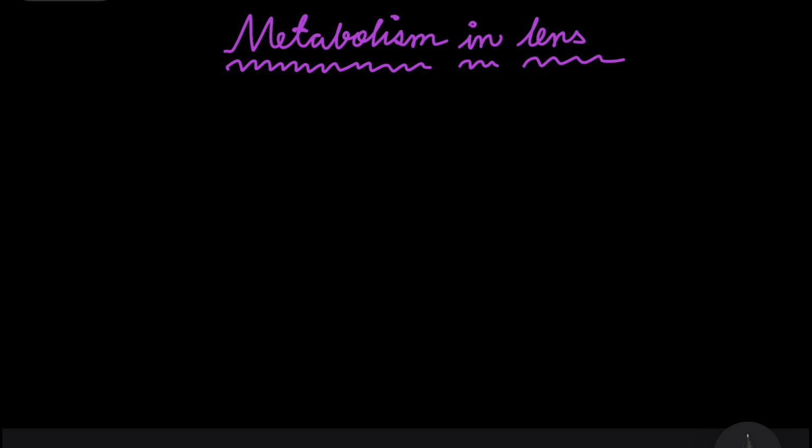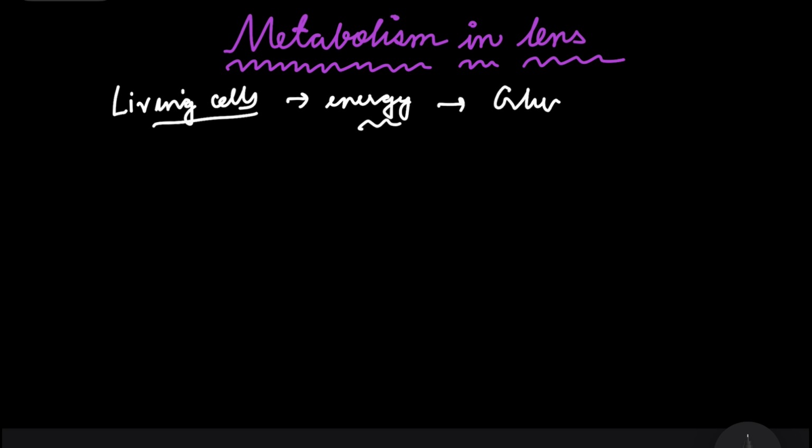So metabolism in lens. Why exactly does the lens need metabolism, by the way? It's very simple. I just said that lens is composed of living cells. Yes, lens is composed of living cells. So if there are living cells anywhere in the body, they will need energy, and I need to provide them energy. How will I provide them energy? What is the universal substrate for energy? They'll need glucose. So that is where metabolism comes into play.